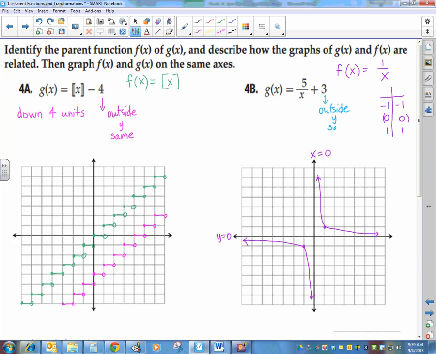I do the same thing. So if I'm adding or subtracting, that does what to my graph? That shifts it up 3 units. Okay. Then I have my 5, which from my parent function, what did I do?